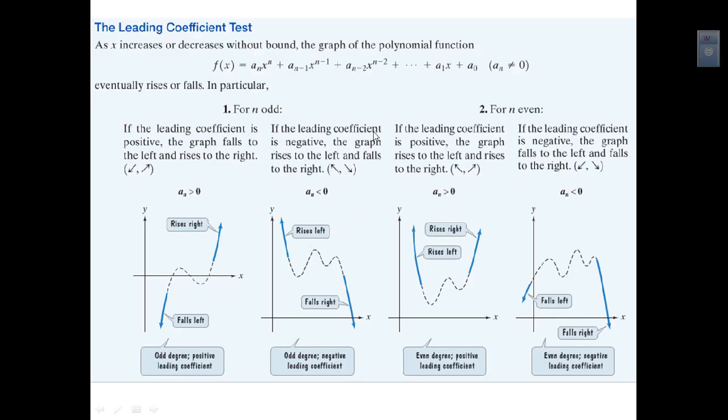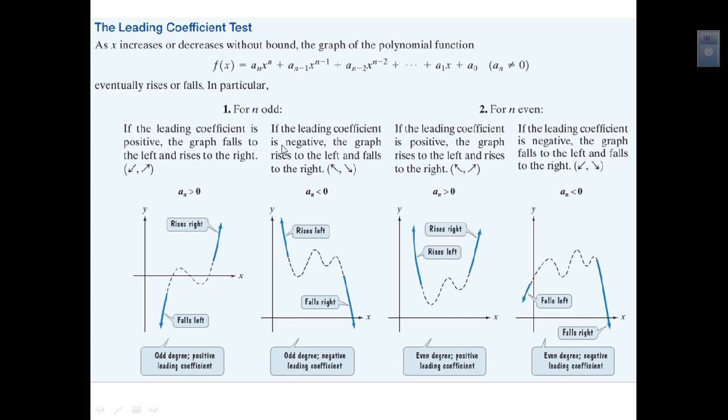All right, now, the leading coefficient test tells us what we can expect from our function, from our polynomial, as we get further and further away from the origin. In other words, as we go off to positive infinity to the right and negative infinity to the left, this tells us how the polynomial is going to behave. And it's really, really easy. There are 4 options. 2 for when the degree is odd, and 2 for when the degree is even.